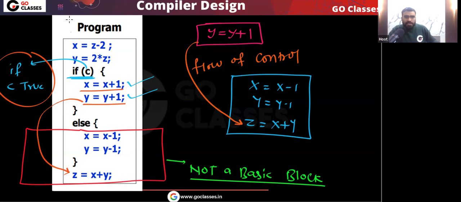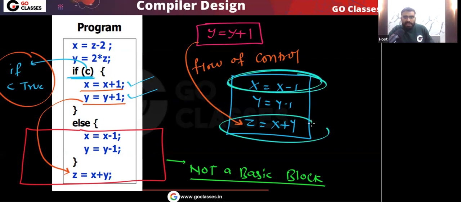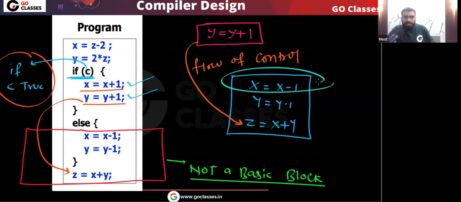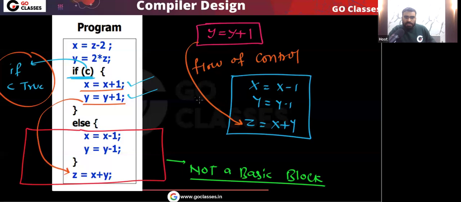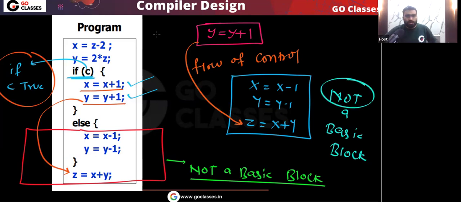So tell me, is this allowed in the basic block? Can I come inside the basic block like this? No. A basic block has single entry, single exit. This must be the only entry and this must be the only exit. So very simple point: that is the reason this is not a basic block. I hope you understood. Is every point clear?